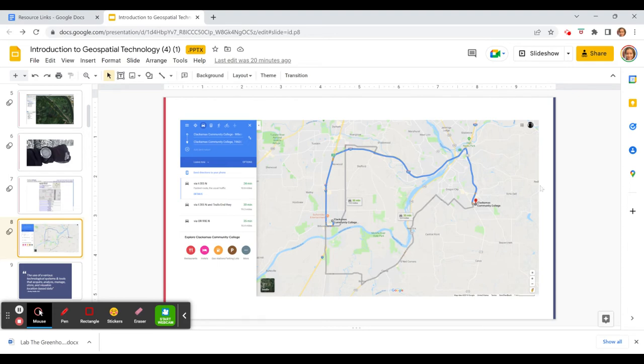So it acquires information like an image or like directions. It analyzes it. Okay, where am I going? Point A to point B.